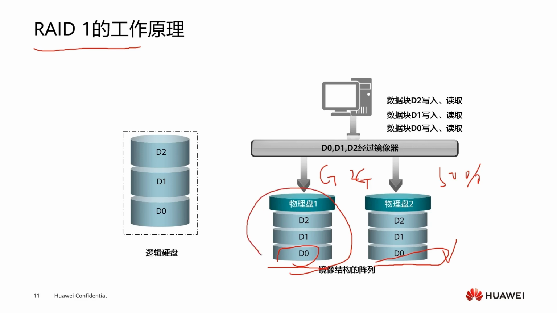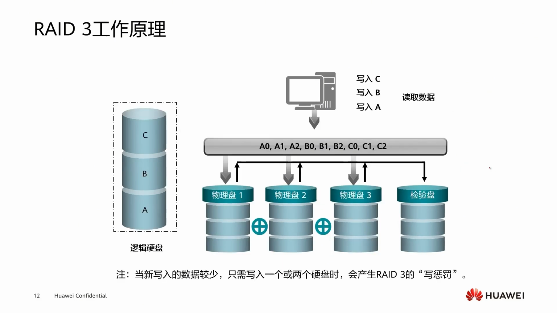RAID 1 reads data by reading the data disk and mirror disk at the same time to improve read performance. If one of the hard drives fails, data can be read from the other hard drive, so the read performance of the RAID 1 system is equal to the sum of the performance of the 2 hard drives.